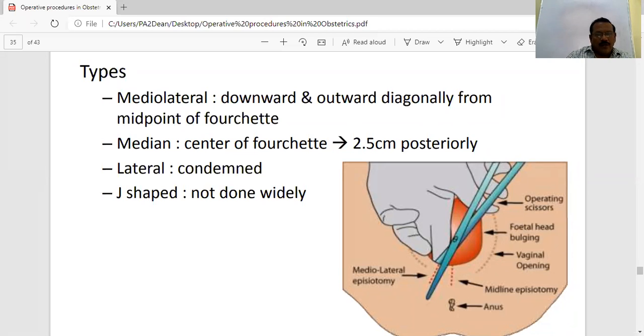Lateral and J-shaped are not done widely nowadays. So mostly we will give a mediolateral episiotomy, either right mediolateral or left mediolateral. Here the advantage is, in spite of a big head, if the episiotomy extends, there won't be any problem and it will not injure any of the viscera. If we give a median episiotomy, 2.5 cm posteriorly from the center of the fourchette, and it extends, it will cause lateral tears. It may be a first degree, second, third or fourth degree laceration of the perineum. So these are the various advantages of mediolateral episiotomy.